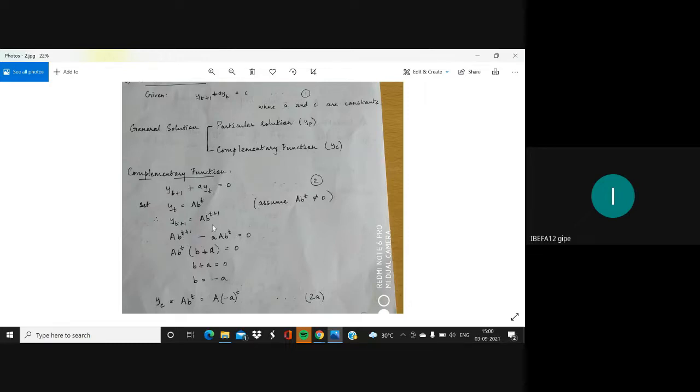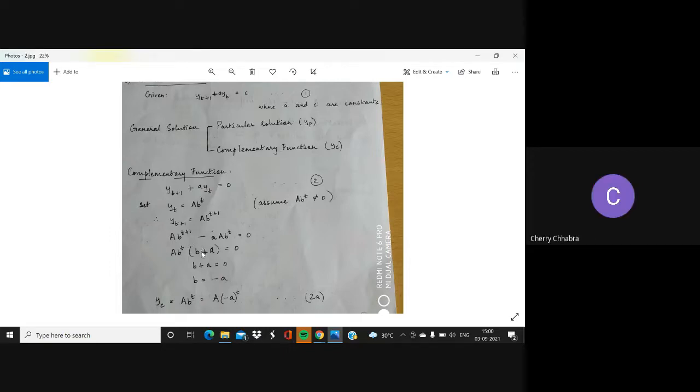Then we just substitute these two values in equation 2, the values we have assumed for yt and yt plus 1. For yt plus 1, we put abt plus 1. For yt, we put abt. So we get minus abt is equal to 0. Now, since abt is common, we bring that out.